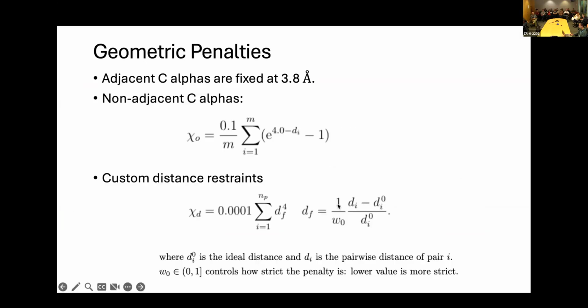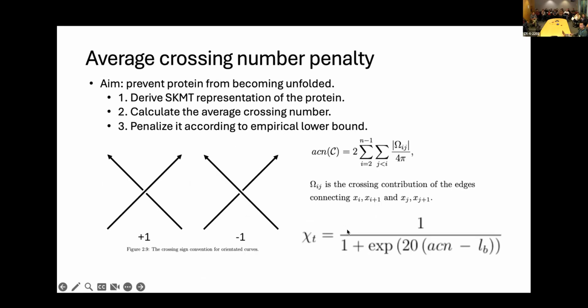So we have standard geometric penalties for neighboring C-alphas and non-neighboring C-alphas. And then distance restraints, which can be user input. D_i0 is the ideal distance, and omega_0 controls how strict the penalty is, so a lower value is more strict. And then this is a little bit more complicated.